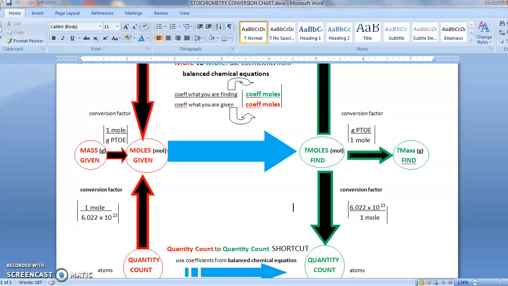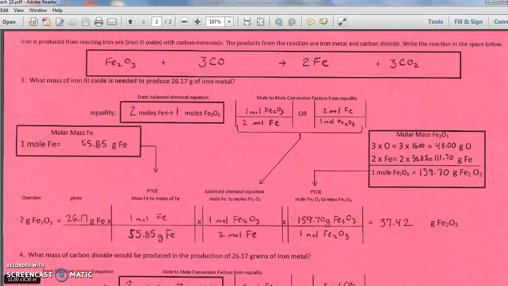One way is to look at my chart. The moles of what I'm trying to find should be on top. The moles of what I'm given is on the bottom, and the coefficients from the balanced chemical equation precede those numbers. So what am I trying to find? Fe2O3, that should be on top. Moles of iron should be on the bottom, and I use the coefficients.